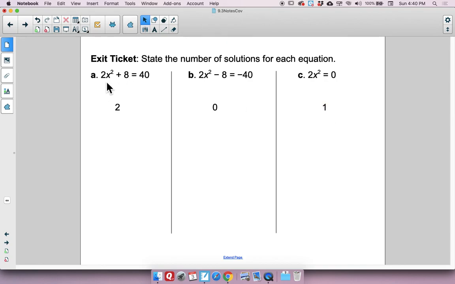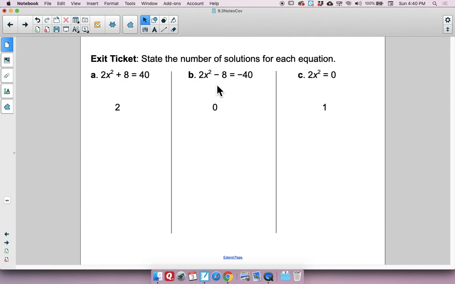How do we do those? Well, let's do it by extracting the root. You would subtract 8 and get 32, divide by 2. So we'd have x squared equals 32 divided by 2, which is 16. Square root of x squared is x. Square root of 16 is 4. And negative 4. So there's our 2 roots.